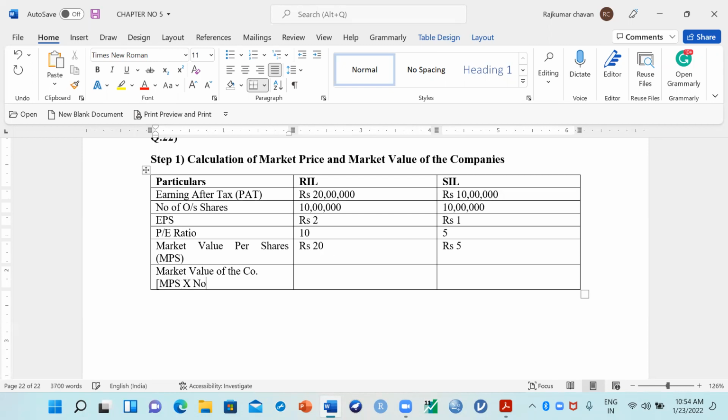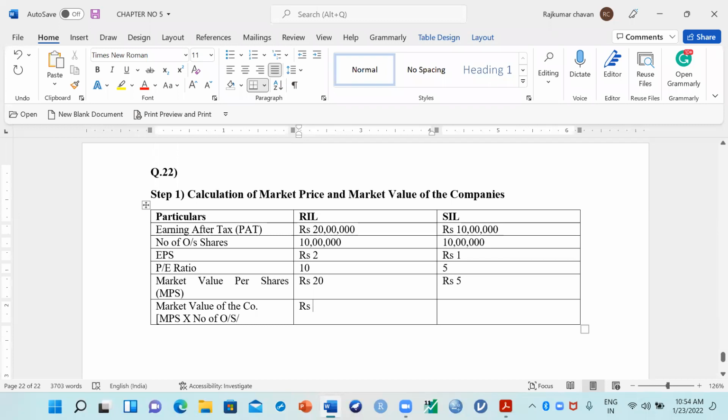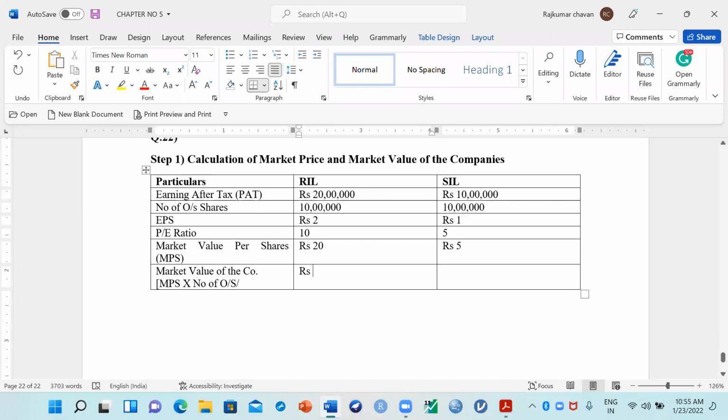MPS into number of outstanding shares. Right? So now, can you tell me what is the market value of RIL then? It will be how much? The first RIL company market value will be how much? So market price per share into number of shares. So 20 into 10 lakhs, right? That is what it's saying. So can I write here 200 lakhs of RIL? Is it that value which you are getting?